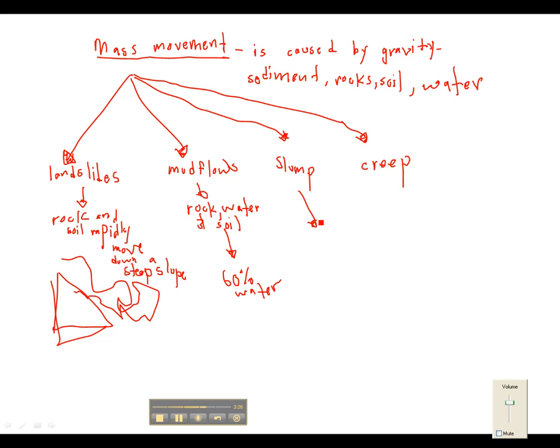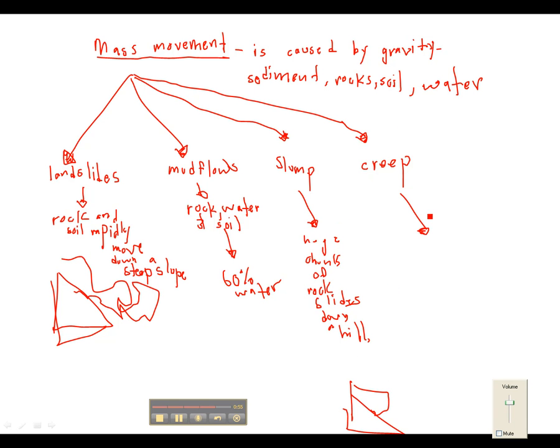Next is slump. That means a huge chunk of earth cracks and slides down a hill. So slump is when a huge chunk of rock slides down a hill. When I say hill, when we go in class, we'll talk about them. But all the hills kind of look like that, right? There's like a big chunk. We'll draw them better in class.